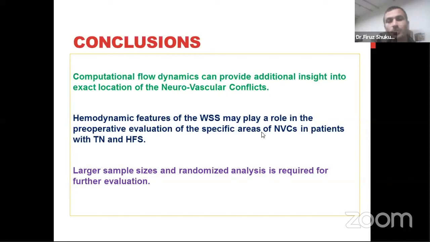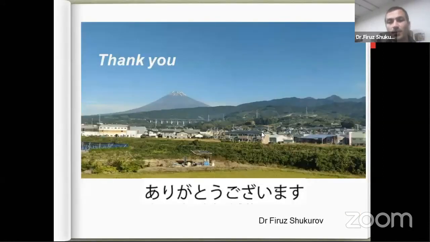And of course, a larger sample size and randomized analysis are required for further evaluation. Thank you very much.